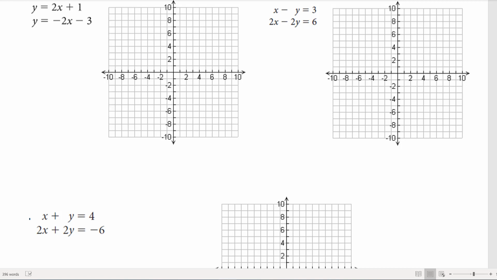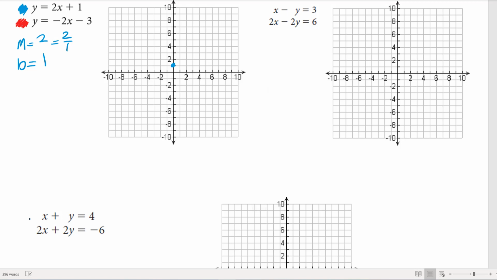Our next problem actually happens to be in slope-intercept form. Yay, our first one so far. So I actually have a whole lot less work to do here. My m for my blue equation, because it's already in slope-intercept form, is just merely the number in front of the x, which is 2, or I can write it 2 over 1. My b is 1.